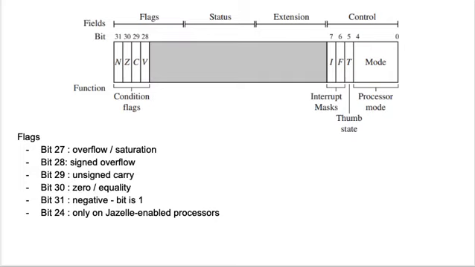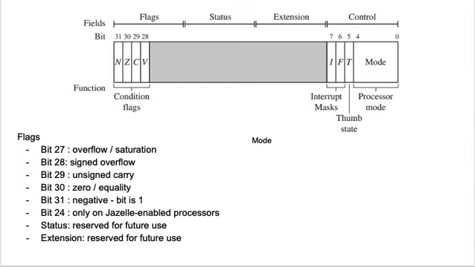Also, bit 24 is only used in a Jazzle enabled processor and otherwise it is not used. The status and the extension fields are reserved for future use.